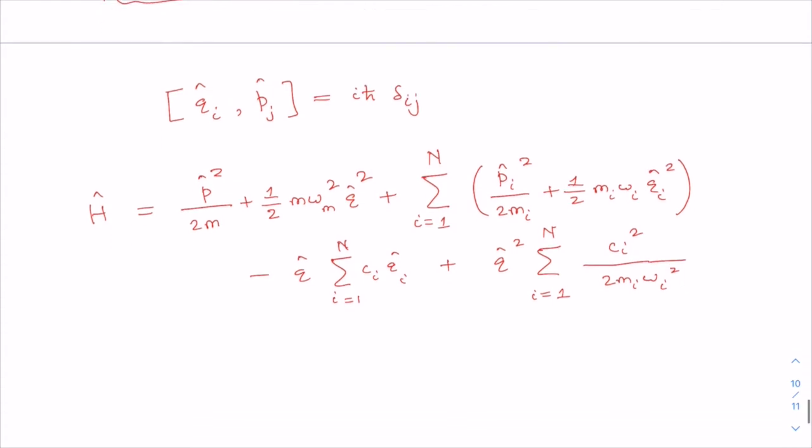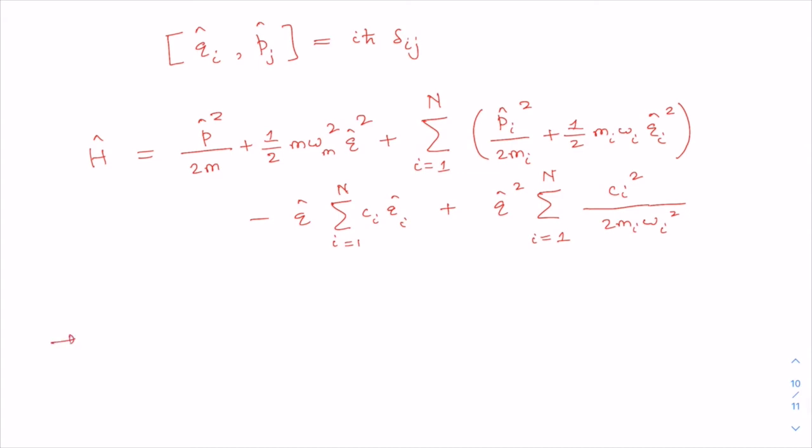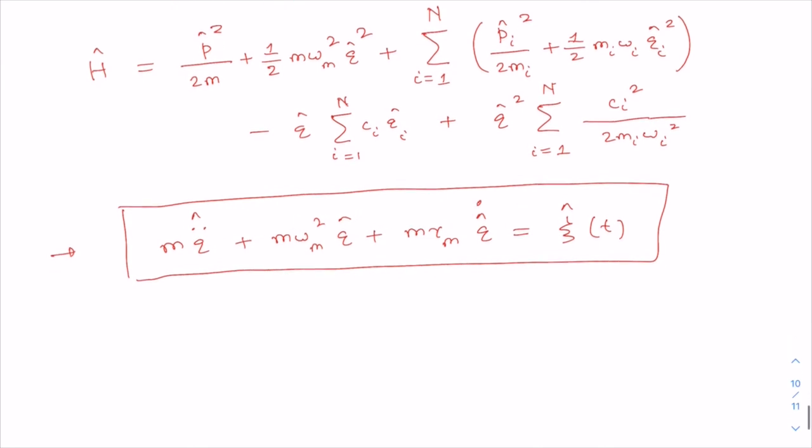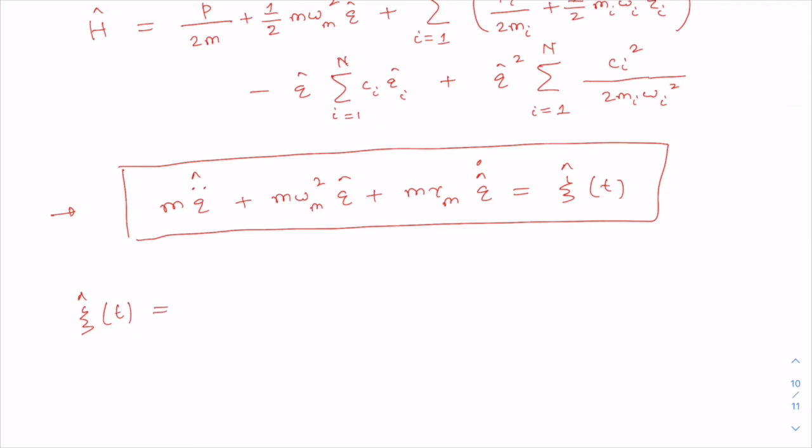Now using the Heisenberg equation of motion, we'll again get an equation of this form, exactly the classical equation, but now it will be in operator form: m q double dot plus m omega_m squared q plus m gamma_m q dot, that is equal to the Langevin noise. Now this Langevin noise term is an operator, where this is the same as in the classical case, only the variables are now replaced by operators. So assuming that the coupling between the bath and the system is weak, I can write this as q_i cap cos omega_i t plus p_i cap 0 over m_i omega_i sine omega_i t.